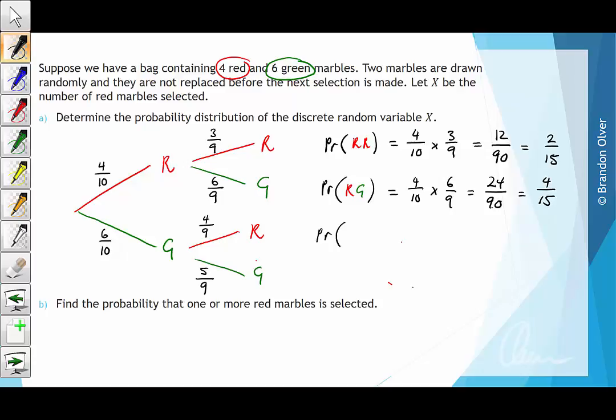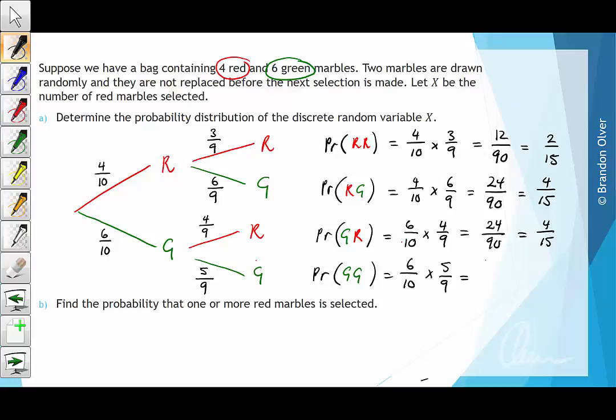Then we have the probability that we get green followed by a red is going to equal 6 over 10 multiplied by 4 over 9. And when we do that, we get 24 over 90, which simplifies down to 4 on 15. Finally, we consider the final branch, which is the probability of getting a green followed by a green, and that is equal to 6 out of 10 times 5 out of 9, which equals 30 over 90, and if we simplify that down, that's equal to 5 on 15, or even 1 in 3.